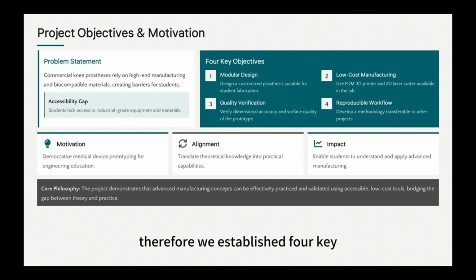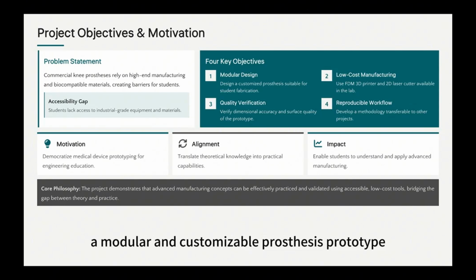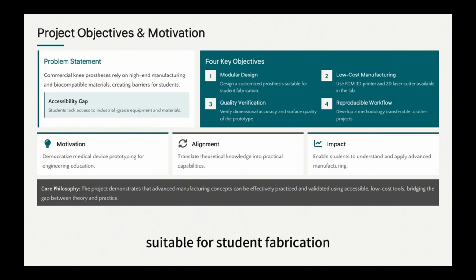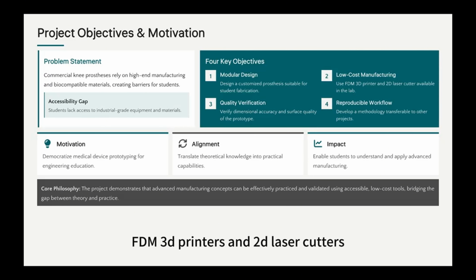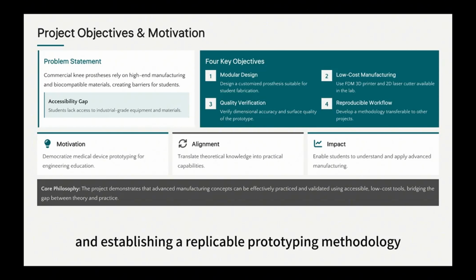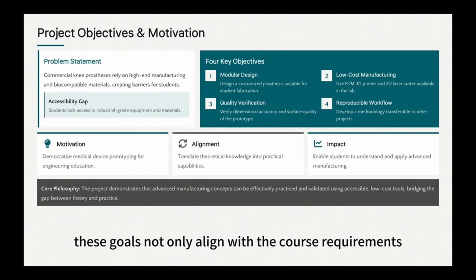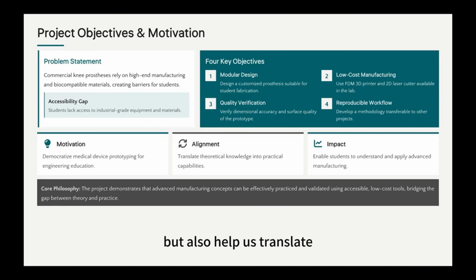Therefore, we established 4 key goals: designing a modular and customizable prosthesis prototype suitable for student fabrication, completing the production using laboratory-accessible FDM 3D printers and 2D laser cutters, verifying the dimensional accuracy and surface quality of the prototype, and establishing a replicable prototyping methodology. These goals not only align with the course requirements but also help us translate theoretical knowledge into practical skills.